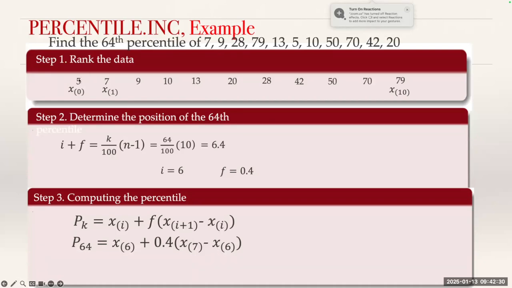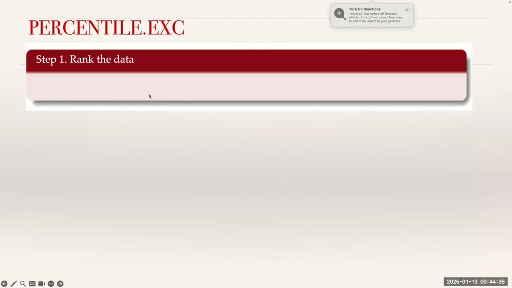Data in the position 6 is 0, 1, 2, 3, 4, 5, 6. Is this 28? The data in the next position is 42. 42 minus 28 here. This is the 0.4, that is the fraction here. Then use your calculator, and this is the percentile 64. There is another percentile, that is percentile.X.